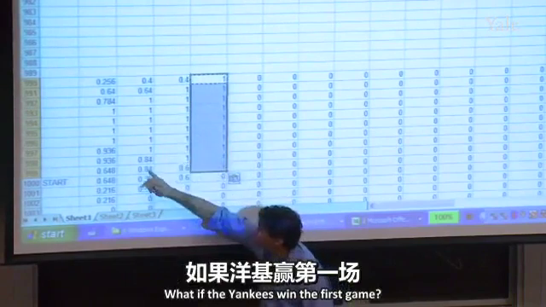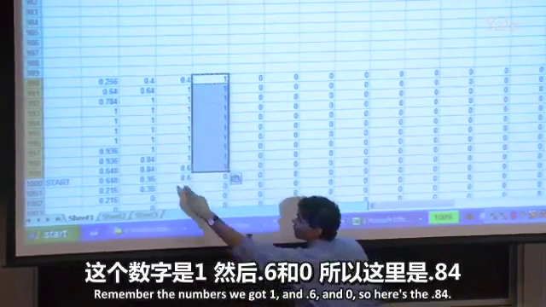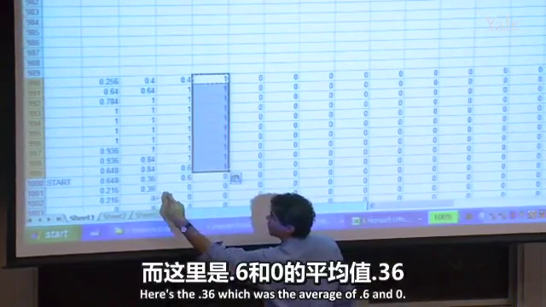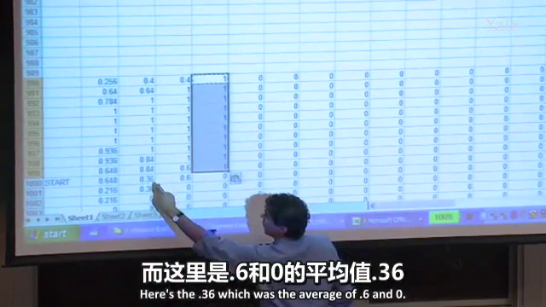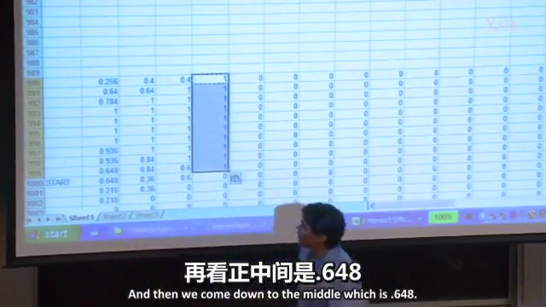What if the Yankees win the first game? Well, you remember the numbers we got? 1 and 0.6 and 0. So here's the 0.84, which is the average of 1 and 0.6. Here's the 0.36, which was the average of 0.6 and 0. And then we come down to the middle, which is 0.648.